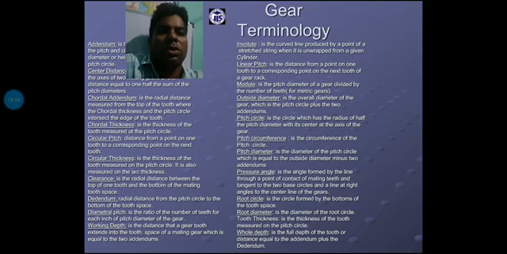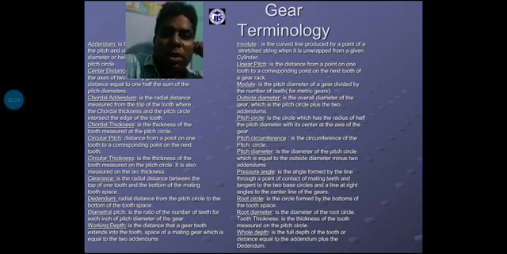Next, module. It is the ratio of the pitch circle diameter to the number of teeth of the gear. That is called the module.